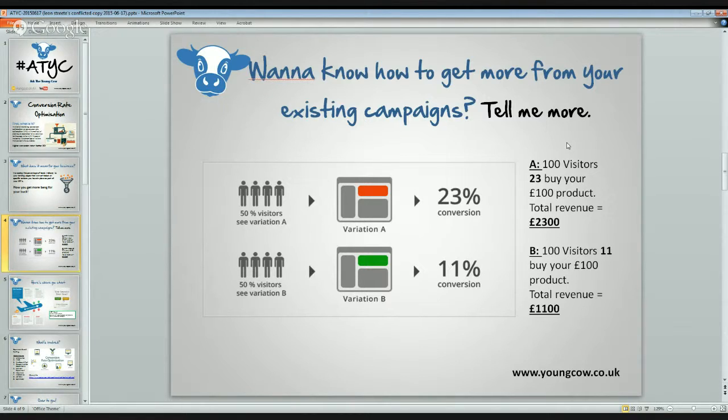So, we're talking about conversion rate optimization, and we're trying to explain to you guys what is so important about it. How do you get more from your existing campaigns? Well, let's check the maths on this one. So, Jack's just taking you through for those watching us on Hangout. Those on Periscope, obviously, get a bit behind the scenes.